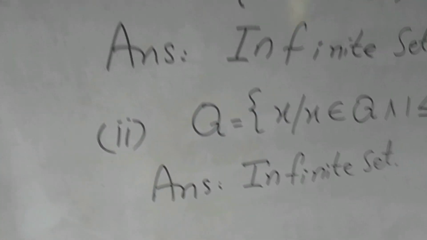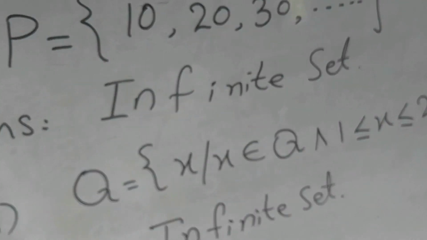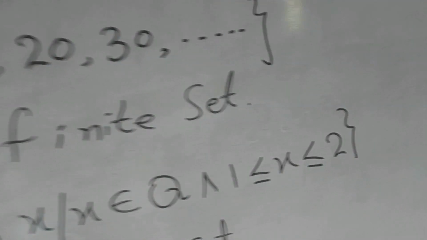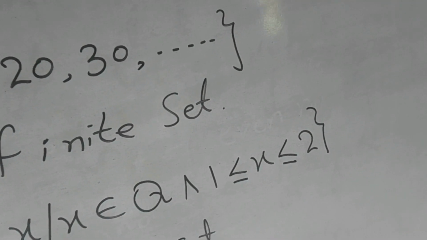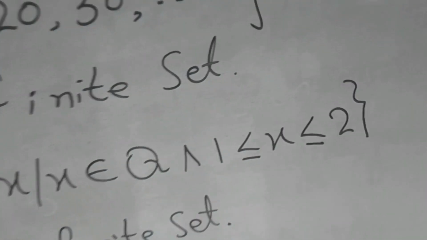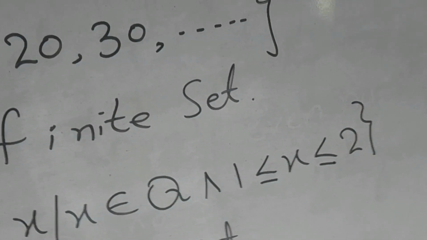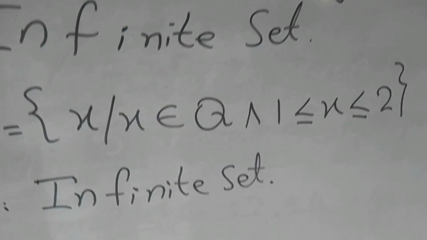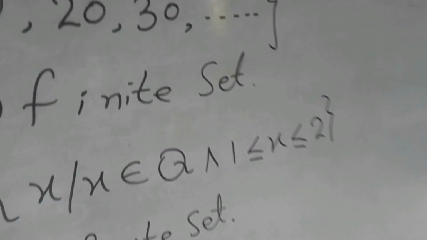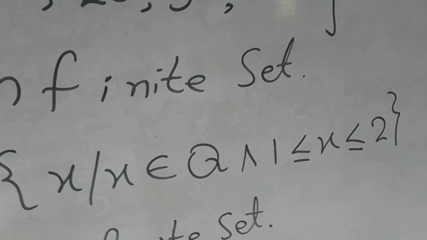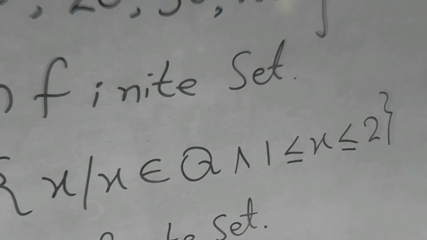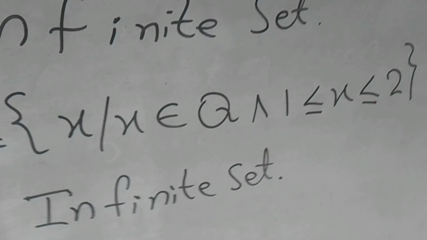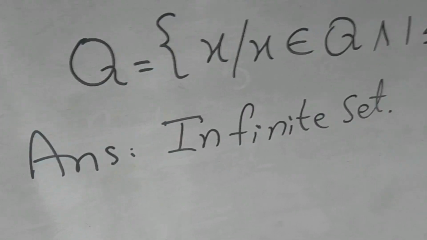Number second, Q is equal to {x such that x belongs to the set of rational numbers and 1 is less than or equal to x and x is less than or equal to 2}. All rational numbers between 1 and 2 are contained, but these are uncountable because after 1 starts 1.1, 1.2, 1.3, 1.4 and so on. No one knows where it stops up to 2, so uncountable, that is also an infinite set.